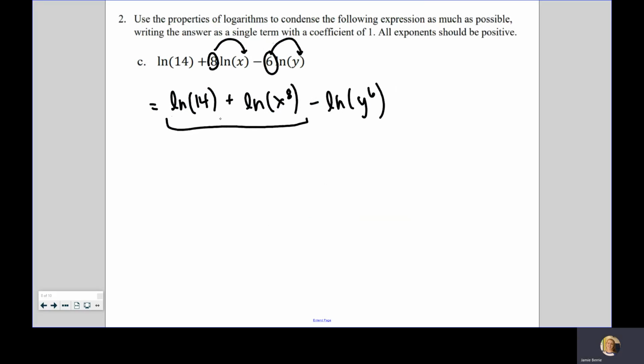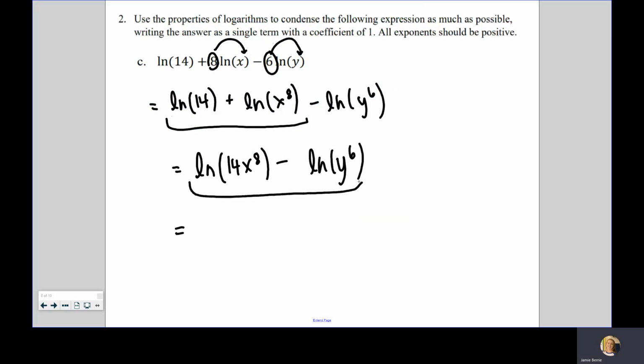Start with your first two, working left to right. And we have a sum here, so that means we're going to use the product rule. Our arguments are going to become a product. So that's natural log of 14 times x to the 8th minus natural log of y to the 6th. And again, in order for us to use all these properties of logarithms, all of your logarithms need to have the same base, which they do here. We know that natural logs have the base of e.